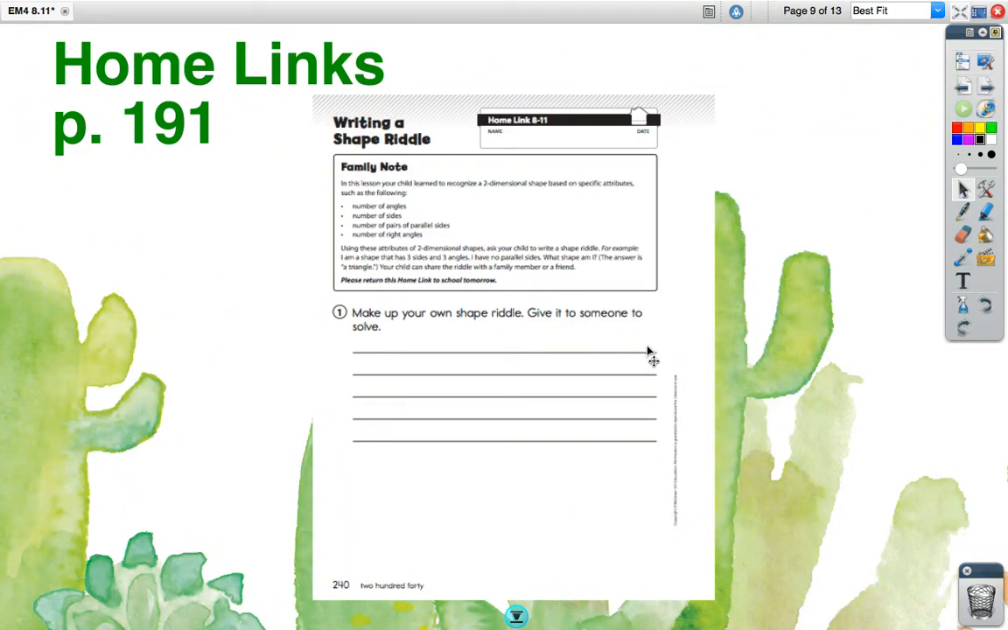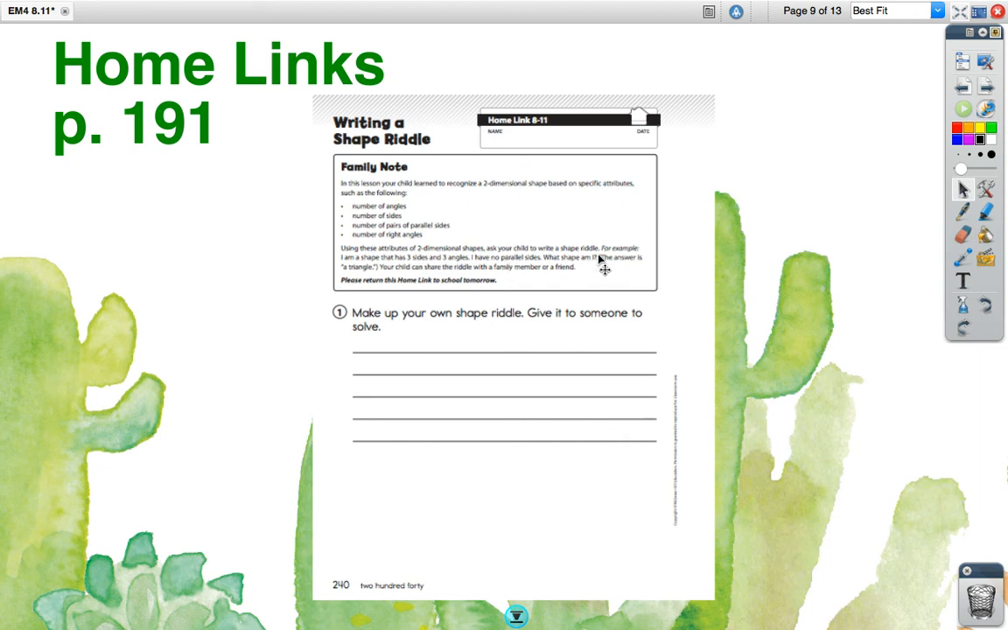Today's home links page is on page 191. In the family note, it gives an example of a riddle involving a shape. So here it says, using these attributes of two-dimensional shapes, ask your child to write a shape riddle.